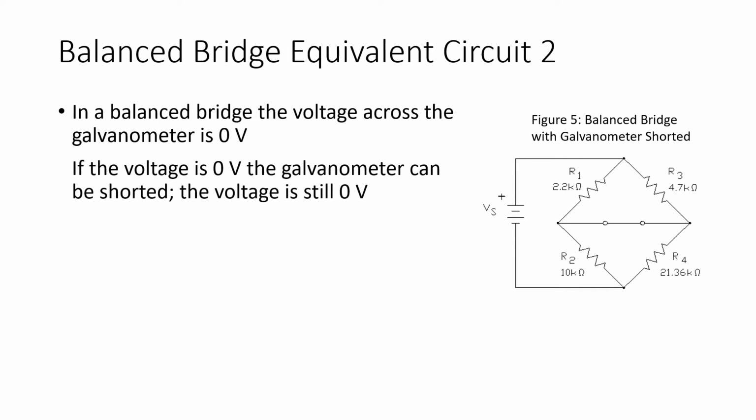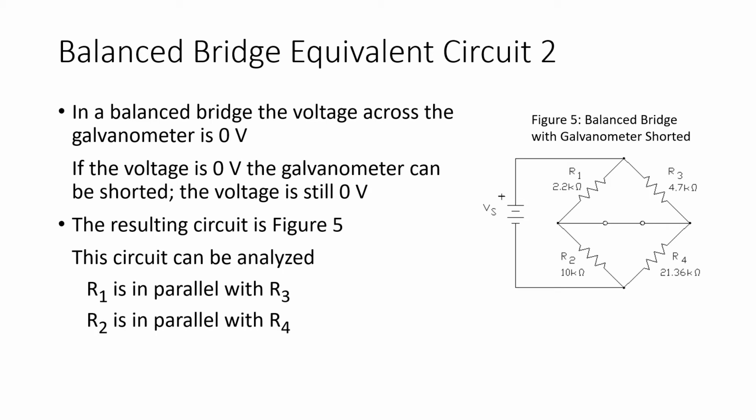Now, if the bridge is balanced, the voltage across the galvanometer is 0 volts. If the voltage across something is 0, I can replace that something with a piece of wire and nothing changes. We assume the voltage across a piece of wire or a short is 0 volts. So if the bridge is balanced, as we see in figure 5, I can replace the galvanometer with a short and nothing changes. The voltage was 0 anyway.